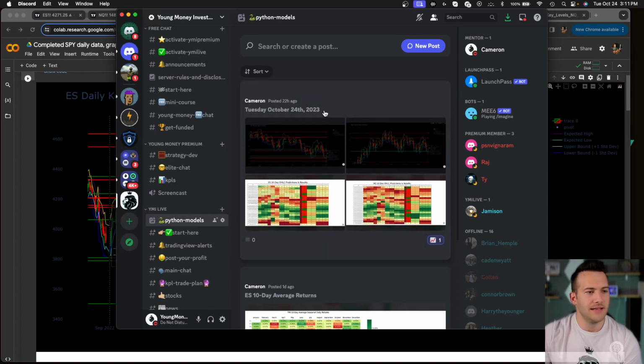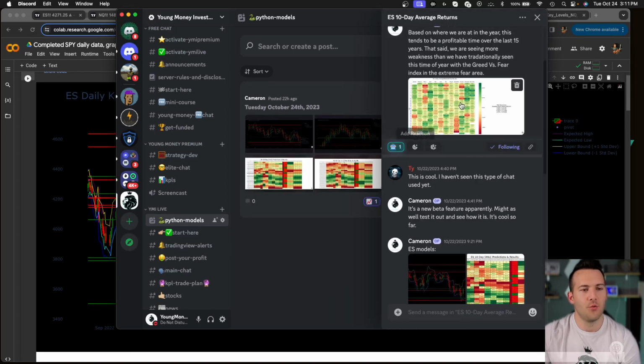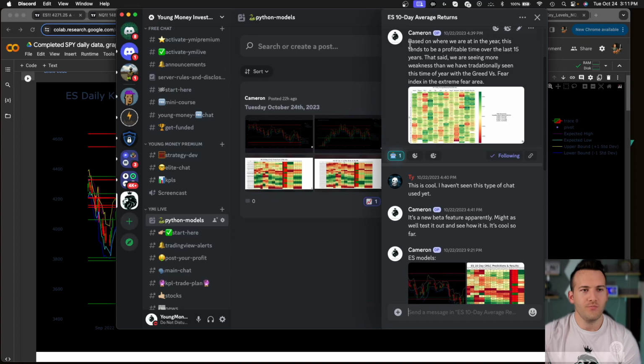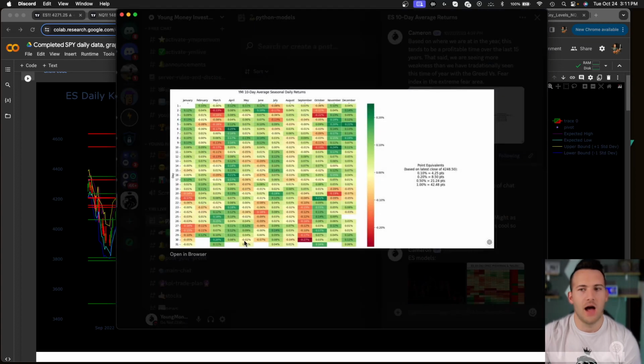So one of the big things, if you're starting from a top-down approach, and this I posted yesterday, why is it working so much? We start out here. It says, based on where we are at this year, this tends to be a profitable time over the last 15 years. That said, we are seeing more weakness than we have traditionally seen this time of year with the greed versus fear index. This was on Sunday when I was talking about Monday. And what am I talking about?